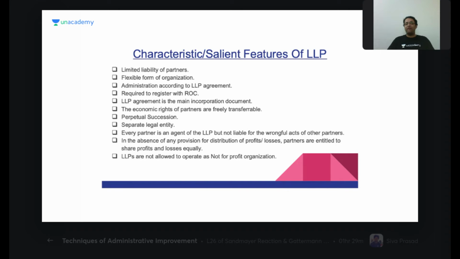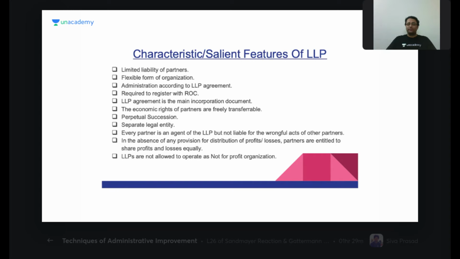Perpetual succession simply means if partner 1 leaves the limited liability partnership or dies, that does not mean that the partnership firm will come to an end. Then a new partner can be taken in his place. But please remember, in an LLP, the number of partners cannot go less than 2. So once a partner leaves, within 6 months, the second partner needs to be taken in, or as soon as possible.